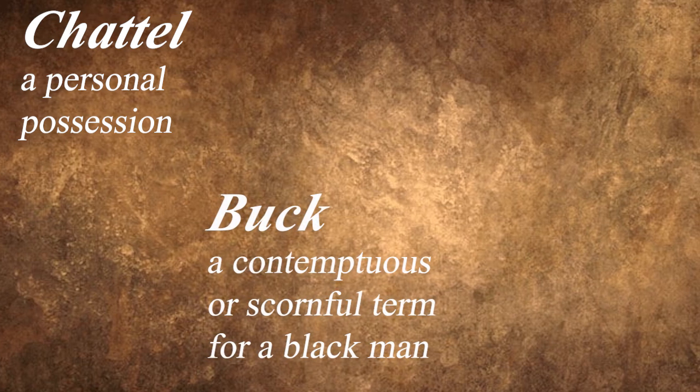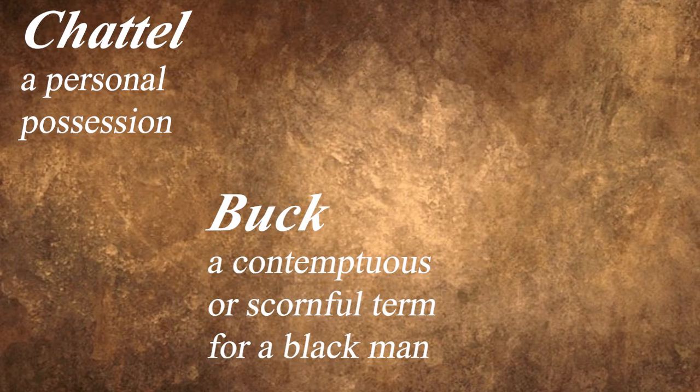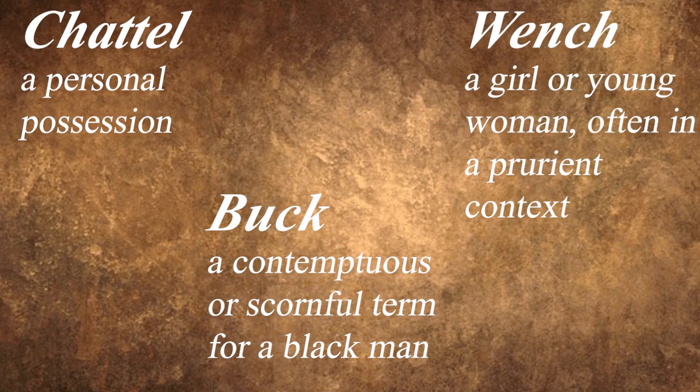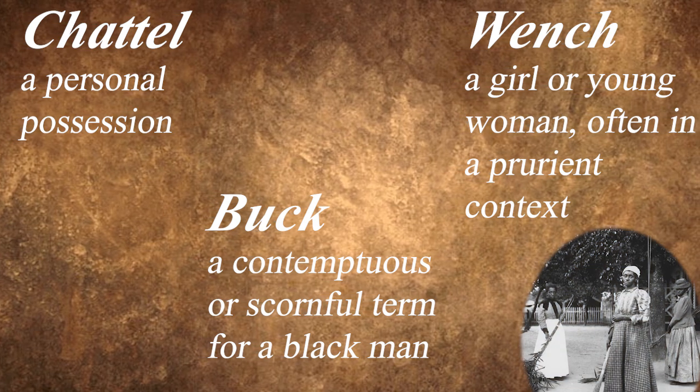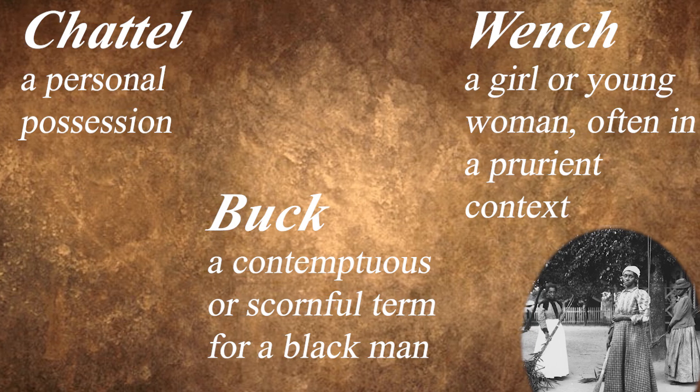First, chattel. Chattels are things to be bought and sold. They're personal possessions to be owned. Next, buck. A buck is a contemptuous or scornful term for a black man, usually an enslaved one. And lastly, wench. This is a very disrespectful term to be applied to a woman, and as you expect in this context, a black enslaved woman. You wouldn't want your mother or your sister or your grandmother to be called a wench.